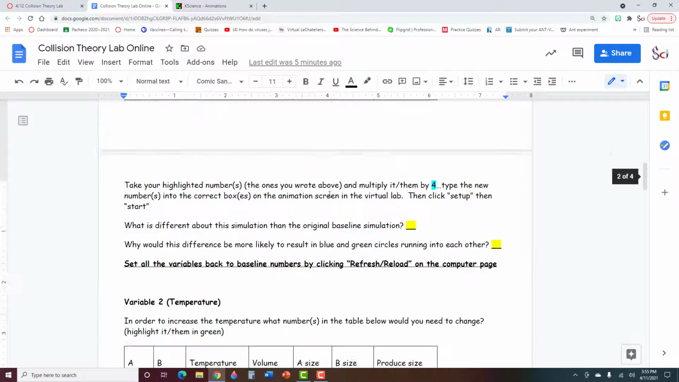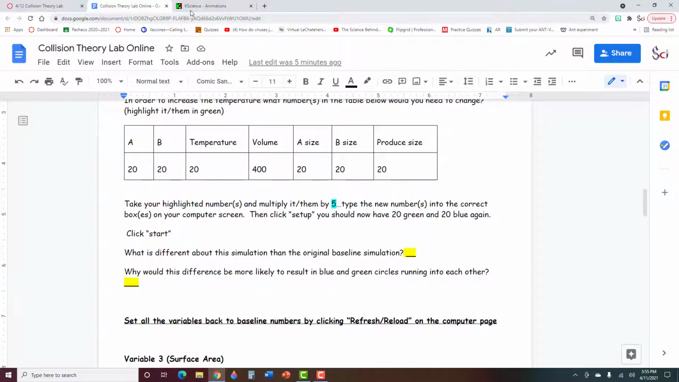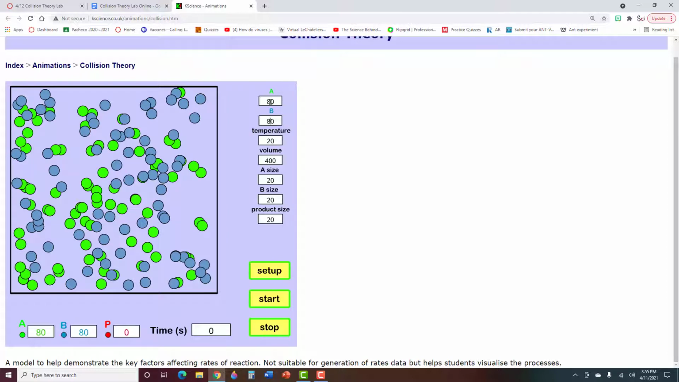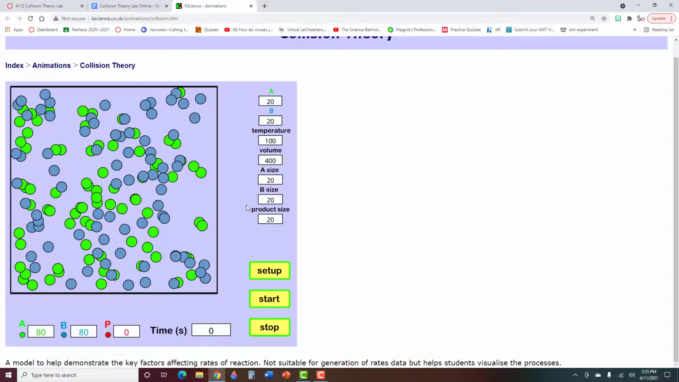So that's concentration. So the next one is temperature. So in order to increase the temperature, what numbers in the table would you need to change? Well, that's pretty obvious because the temperature would need to change. So take your highlighted number and multiply it by 5. So I'm going to do a reset here, set these back to their original 20, change the temperature to 100, and then we're going to run that out, and you're looking for what's different. And why does this difference make the circles more likely to run into each other? All right, so let's run that out.